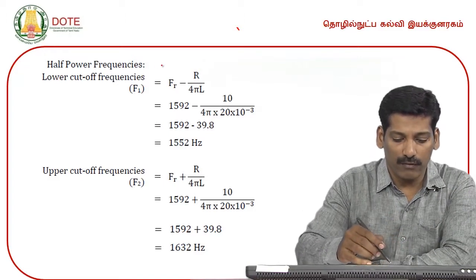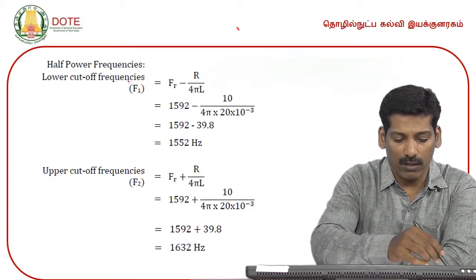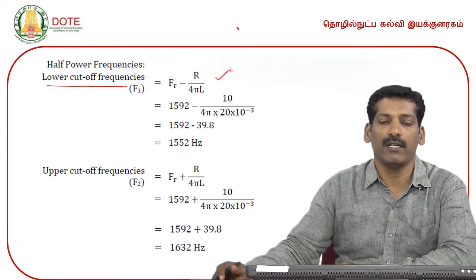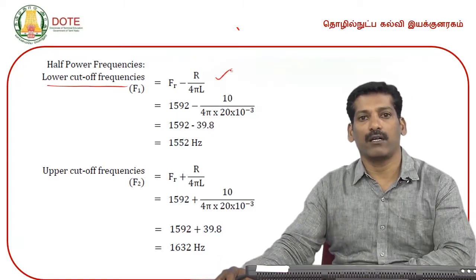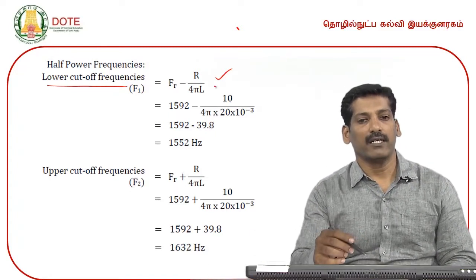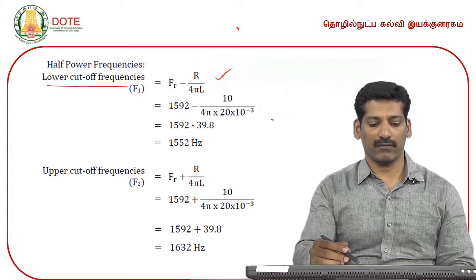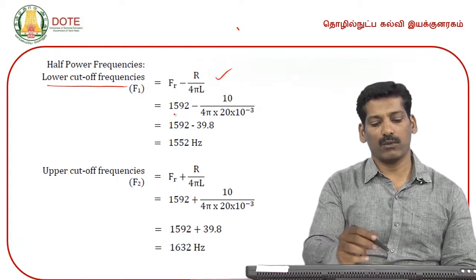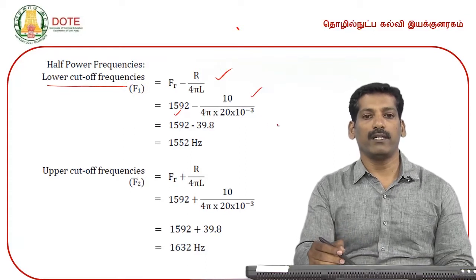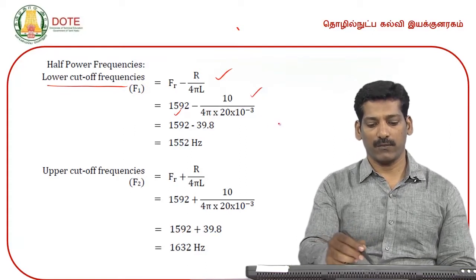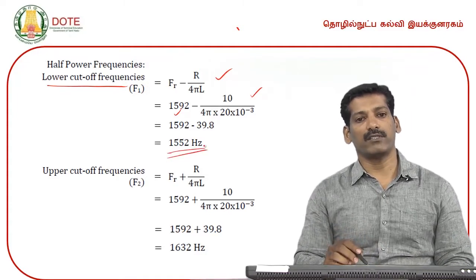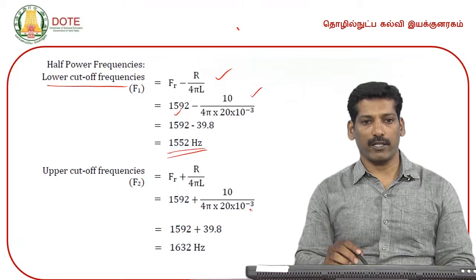Here is the lower cutoff frequency or lower half power frequency F1. Formula is Fr minus R by 4 pi L, where Fr is the resonance frequency, R is the resistance, and L is the inductance of the circuit. So, Fr is equal to 1592 minus 10 by 4 pi into 20 into 10 power minus 3. So, after simplification you get the lower half power frequency as 1552.